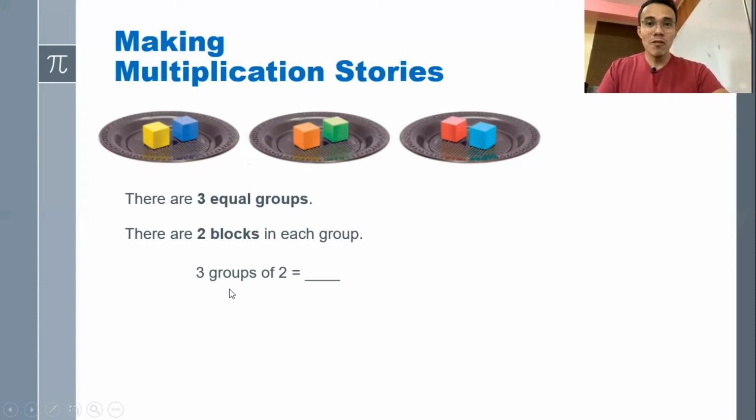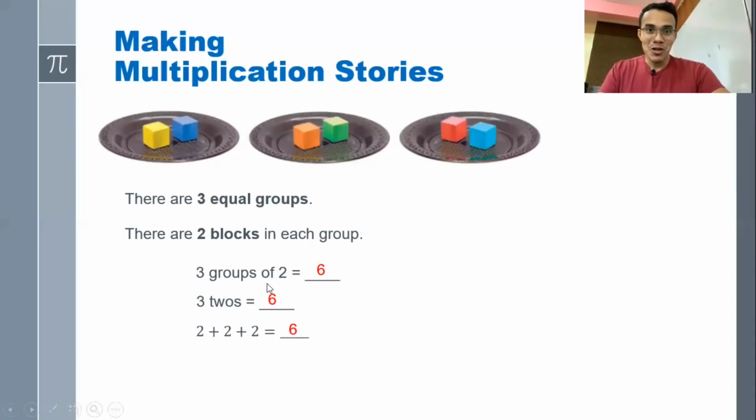And 3 groups of 2 is the same as 3 twos, which is also the same as 2 plus 2 plus 2. And what is 2 plus 2 plus 2? To answer that question, we have to count in twos. We have 2, 4, 6. 2 plus 2 plus 2 is 6. 3 twos is also 6, and 3 groups of 2 is also 6.